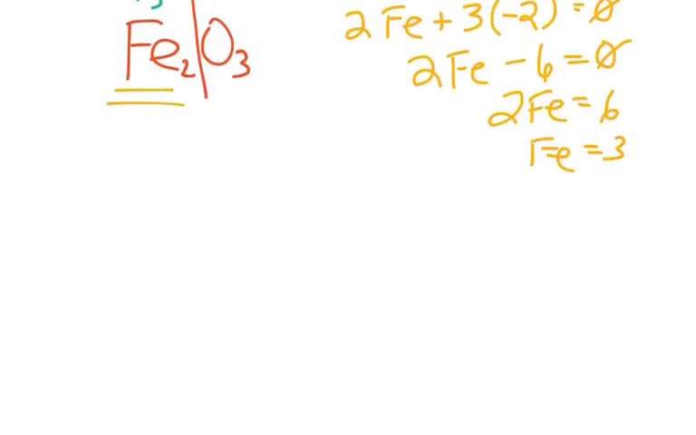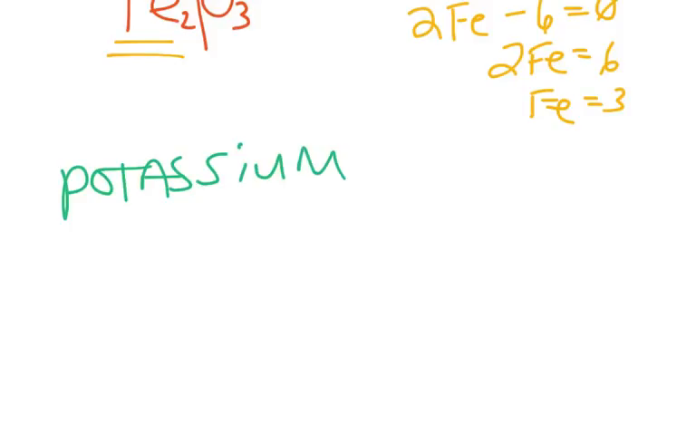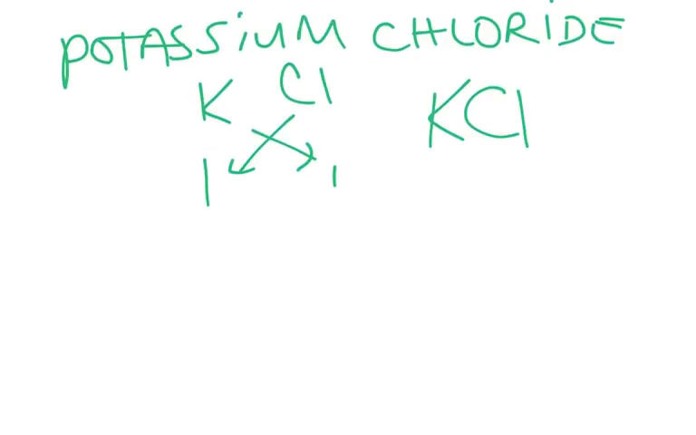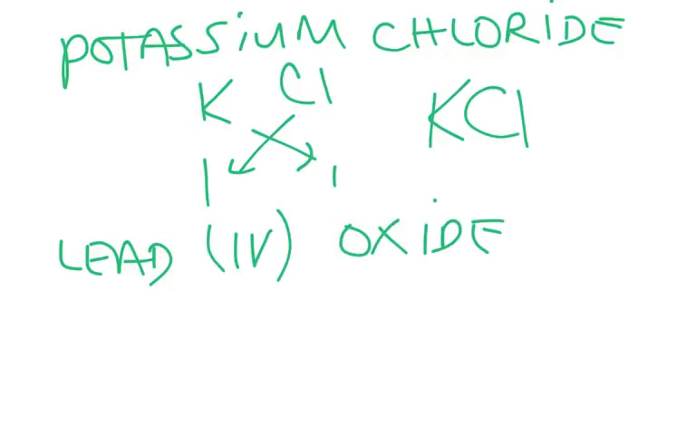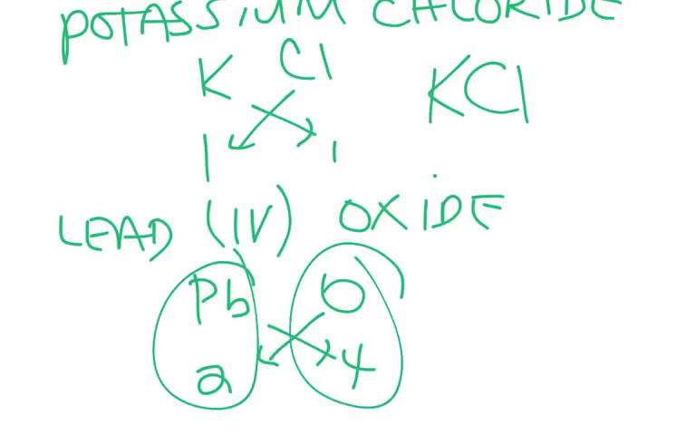For ionics going the other way, it's pretty simple, all right? If you are given, let's say, potassium chloride, this is when you crisscross, okay? So potassium is a 1, chlorine is a 1, that's KCl, all right? If you were given lead(IV) oxide, again, you crisscross. So Pb is a 4, oxygen is a 2, so I get Pb2O4, which we know reduces down to PbO2.